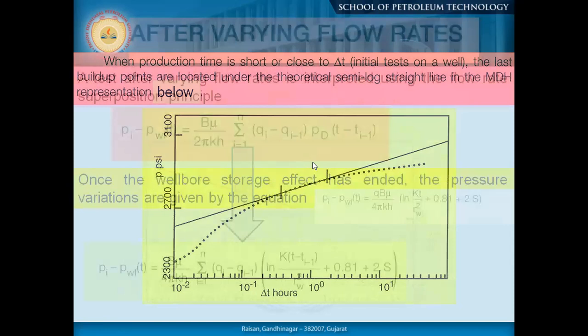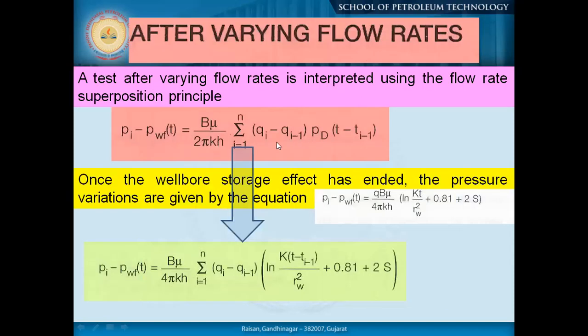Okay, so now after varying flow rates, that means what we have discussed now, the last build up and last drawdown with respect to the production time, we use Horner time, we can use the semilog also, and we have discussed in early classes the pressure versus time plot. So now if you see, we have many flows before the last build up of the production. So a test after varying flow rates is interpreted using the flow rate superposition principle.